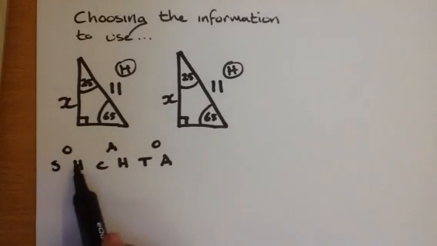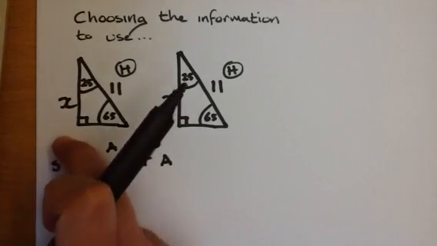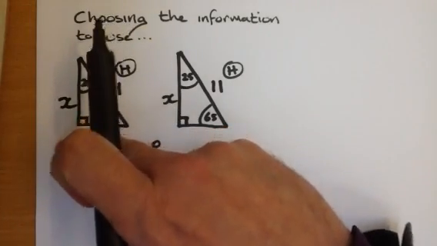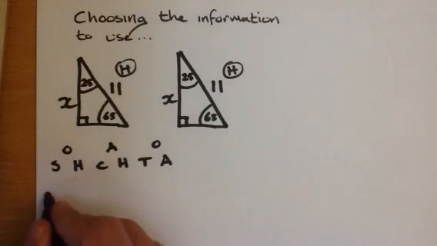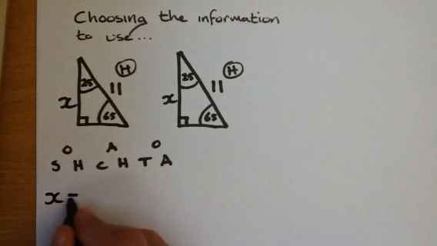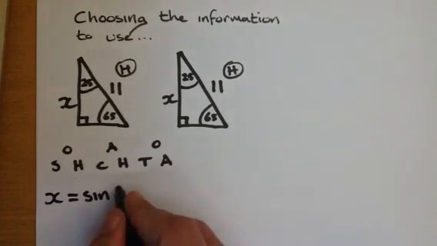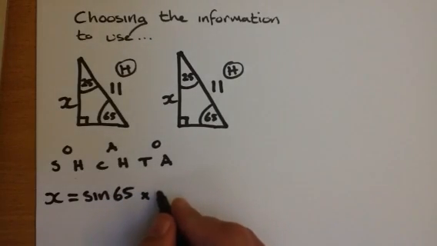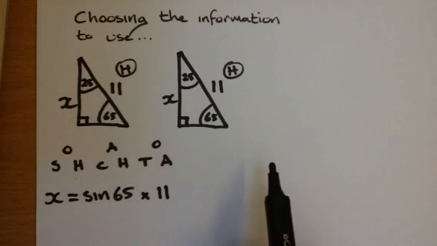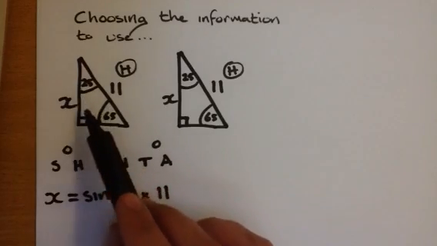So I've got sine, I've got hypotenuse, I'm looking for the opposite, and that will equal sine of the angle times the hypotenuse. So my opposite side will equal sine of the angle multiplied by the hypotenuse.